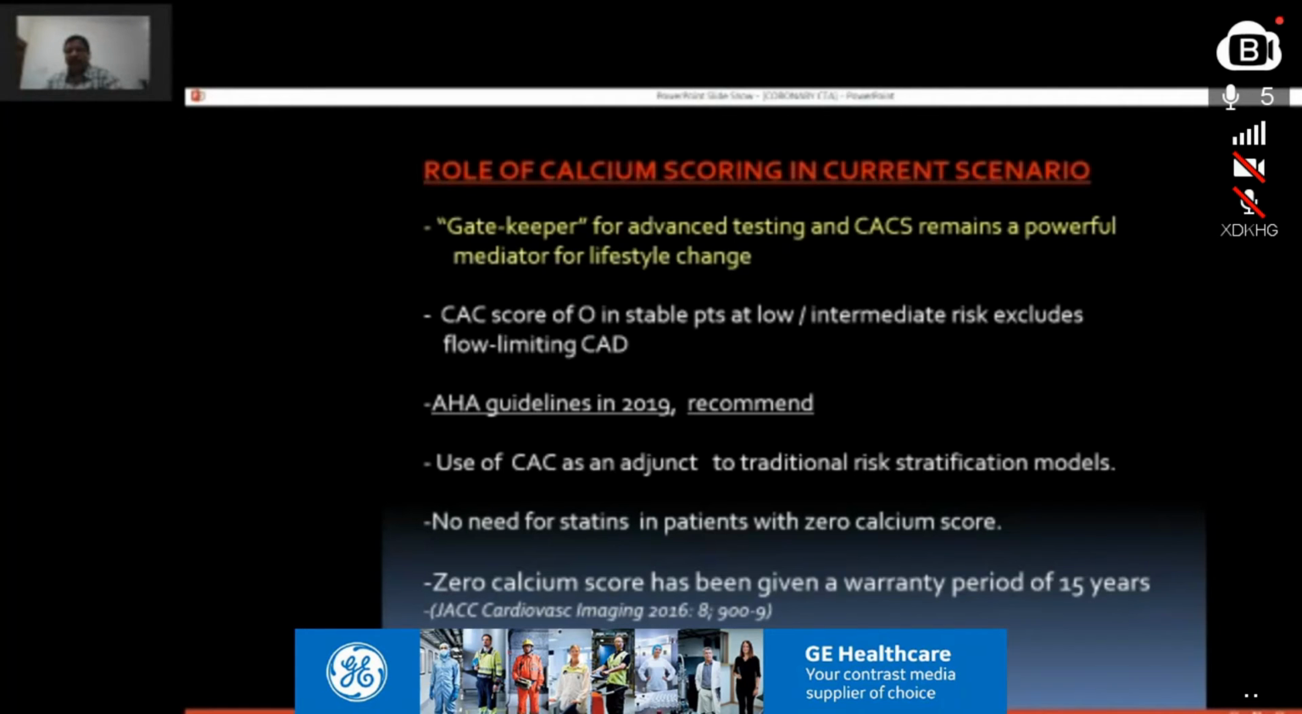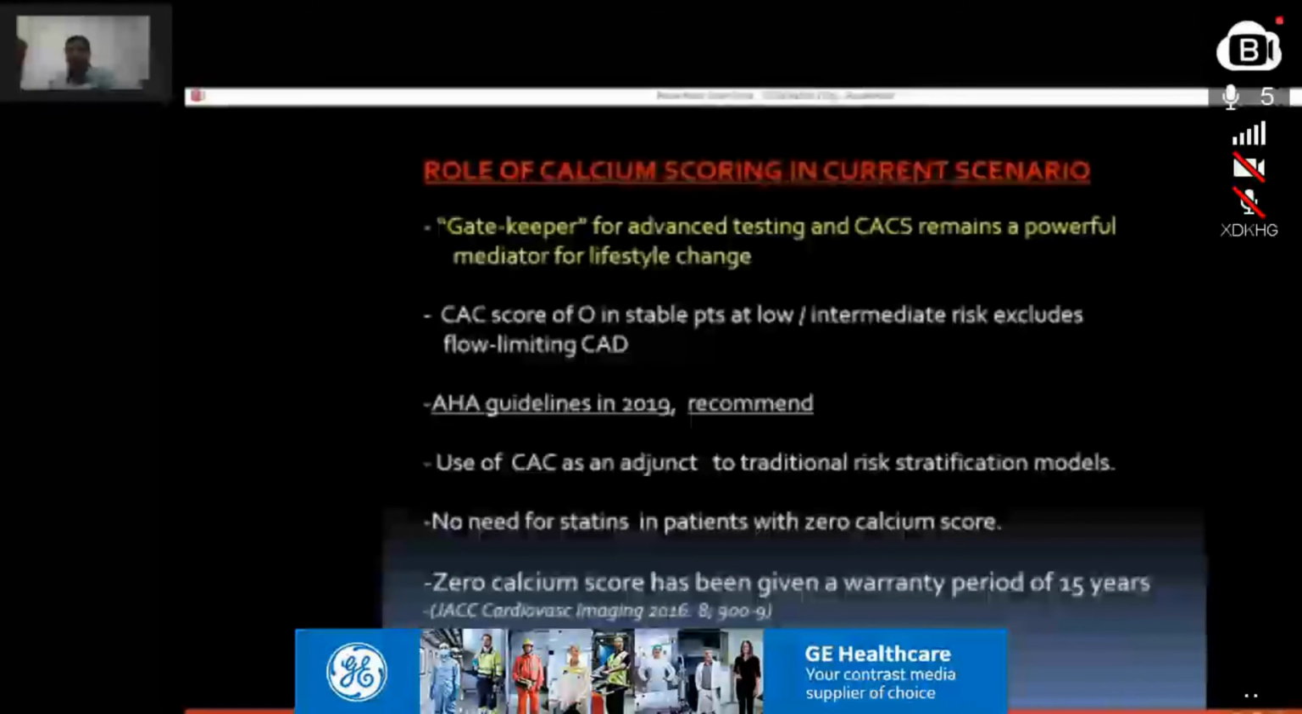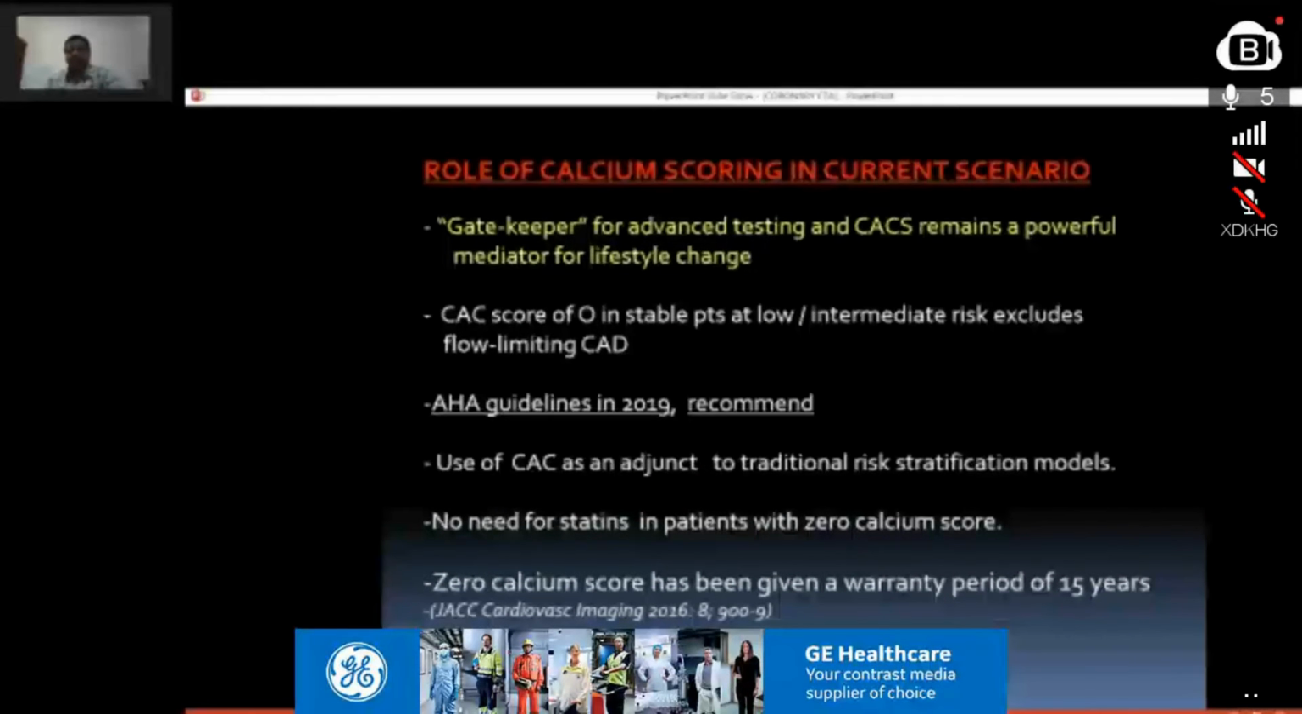There are some AHA guidelines which recommend usage of the coronary artery calcium score as an adjunct to traditional risk stratification models. And it has been advised that you do not need statins in patients who have a 0 calcium score. There are some articles which have given a warranty period of 15 years for patients to develop CAD if the calcium score is 0.